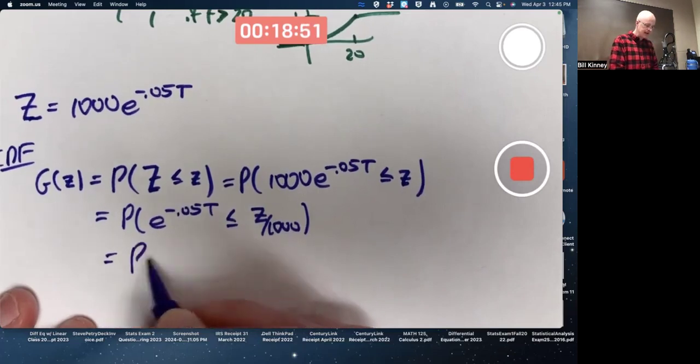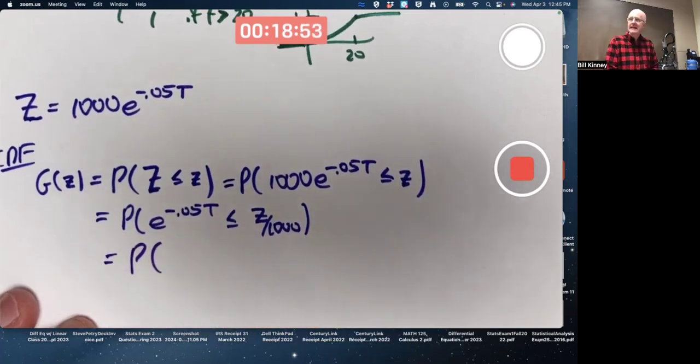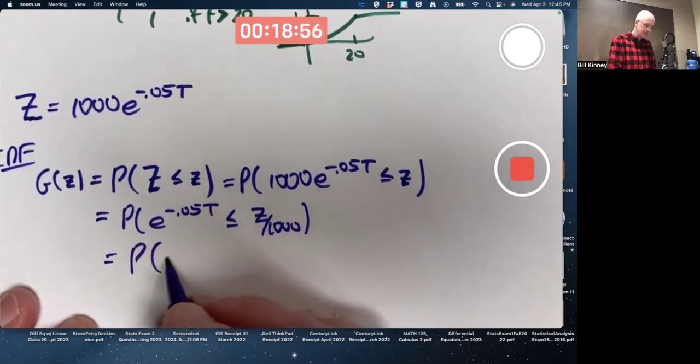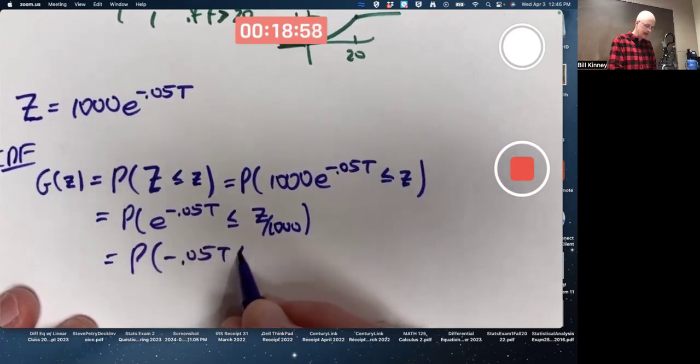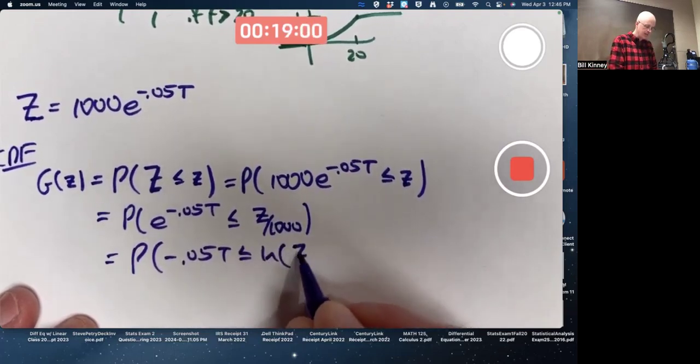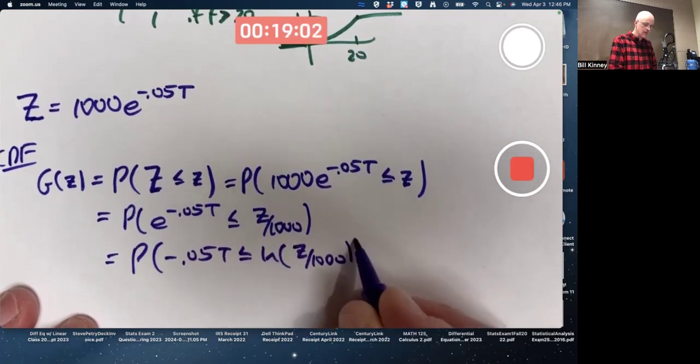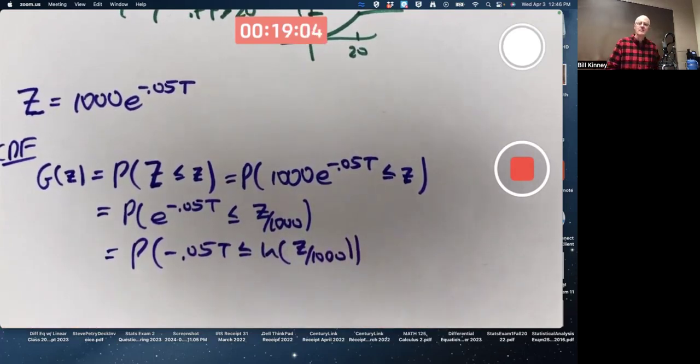Isolate capital T. I guess I need to get rid of the E. Take the log of both sides in the inequality. That is okay to do, and keep the inequality in the same direction, because the logarithm is an increasing function, is the technical reason why this is okay.